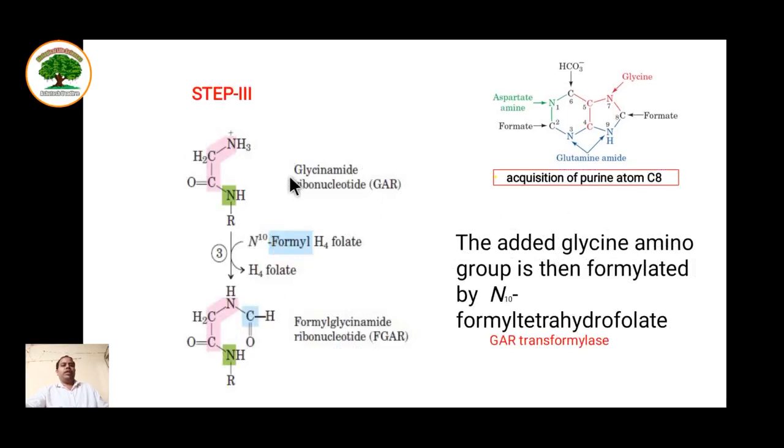In step 3, this GAR is taken. The added glycine amino acid is then formylated by N10-formyl tetrahydrofolate. This is an intermediate available in the cell cytoplasm, and this intermediate is added here. It is converted into H4 folate, and this group is added to the glycine amino acid which was previously added, and this becomes formylglycinamide ribonucleotide, that is FGAR. Let's see the next step.